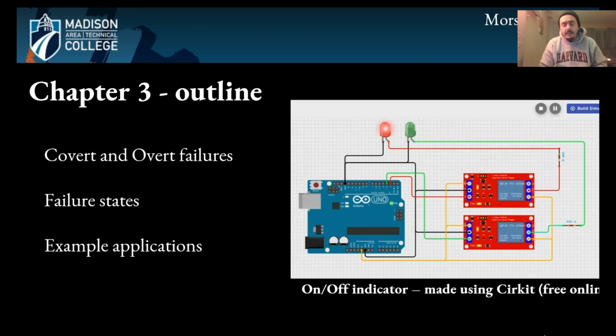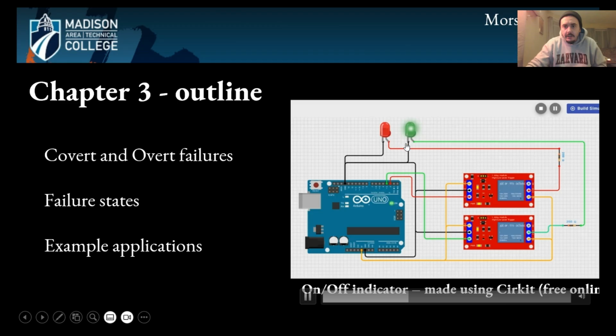So on the right-hand side here, I just have a simple circuit that I made using the circuit software listed right there, CIRKIT. And basically you can build these little circuits and test them out. So this one would just indicate, I have a running indicator here, green, so that's everything's good. And then basically I have some sort of fail indicator, the red light.